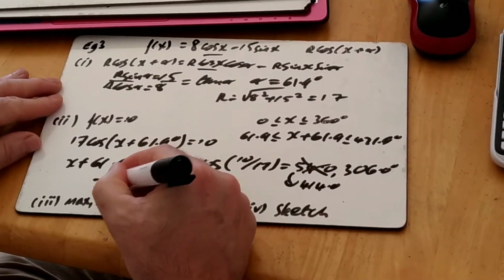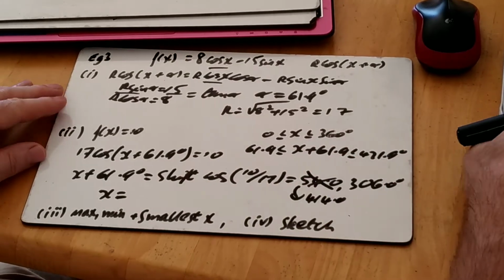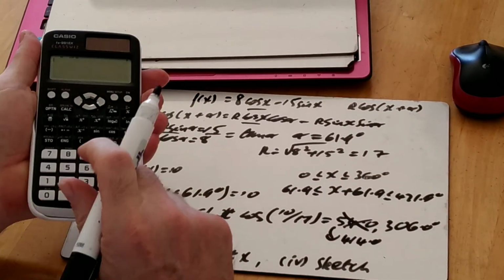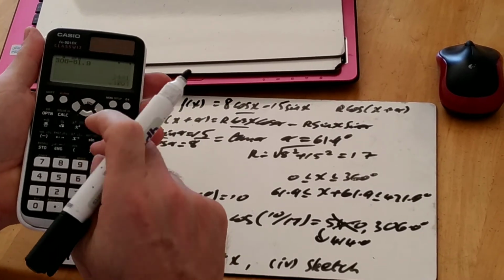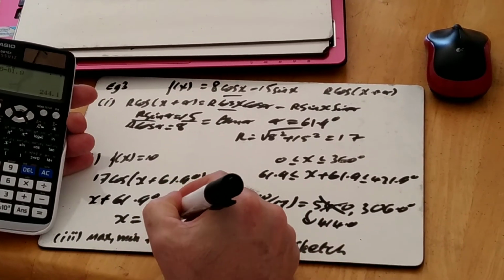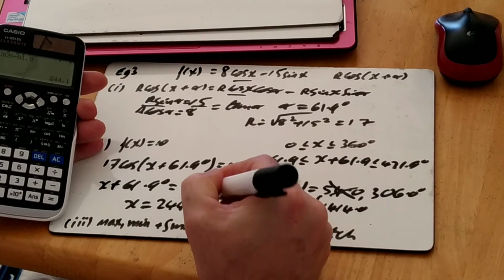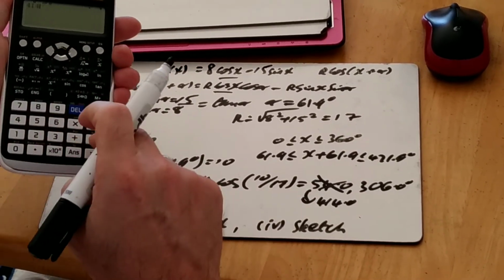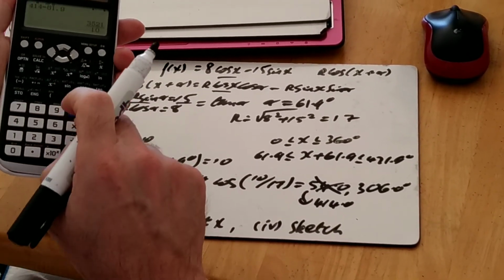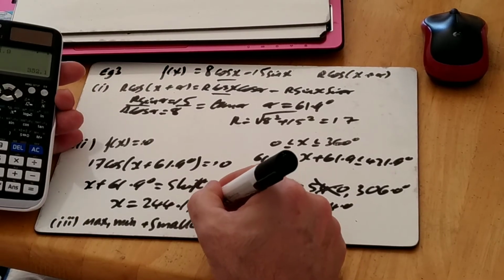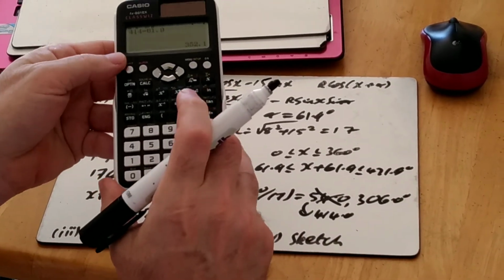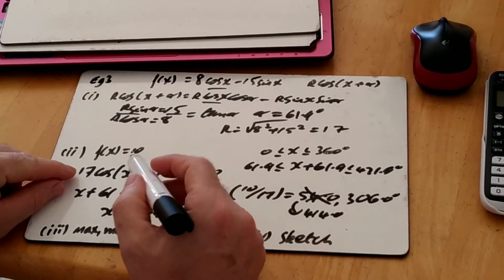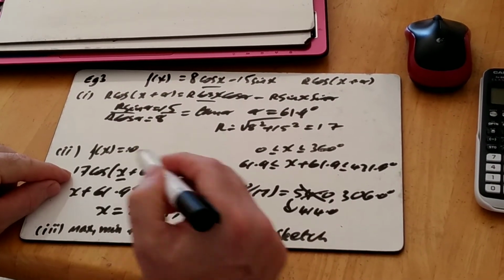And now x, take off 61.9, so I'm feeling very lazy today. 306 minus 61.9 equals 244.1, and 414 minus 61.9 equals 352.1. And there's my two solutions. And as I say, I've been able to do it because I've rewritten the function so that x appears once and once only.